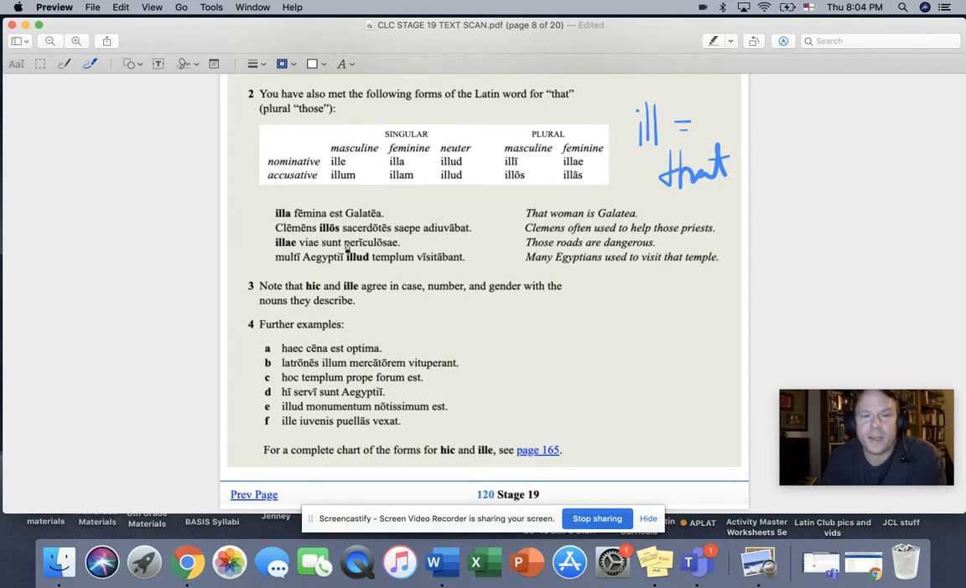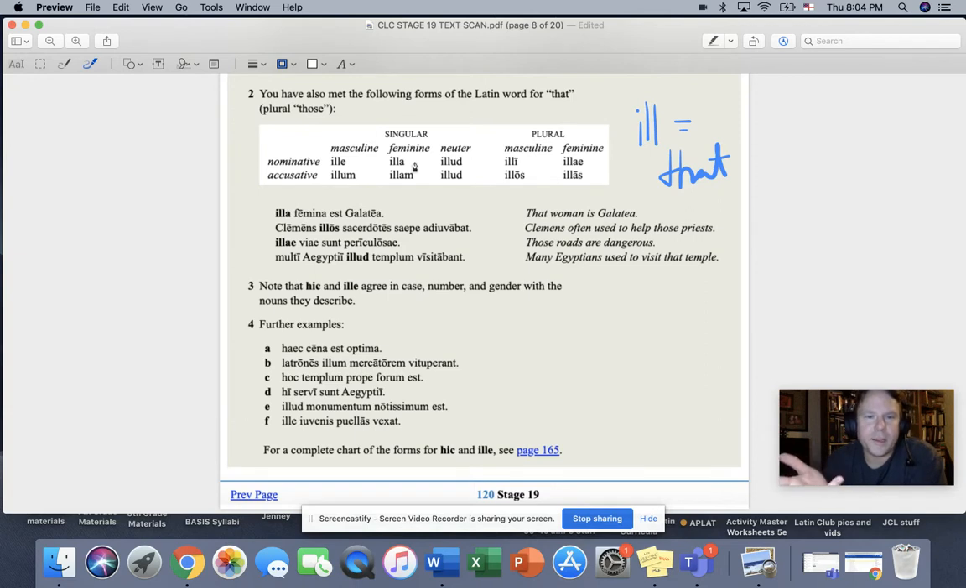In the plural, just like in English, if you say, oh, that guy over there, but then there's more than one guy, you would say those guys over there. So when you see our examples here, you say illa femina, so it's that woman, but illos sacerdotes, those priests, or illi vii, those roads, or here illud templum, that temple.